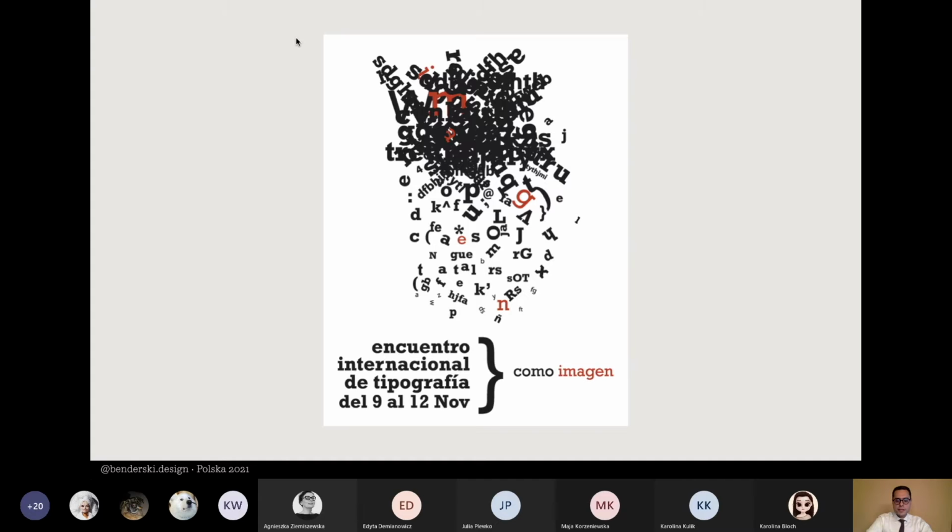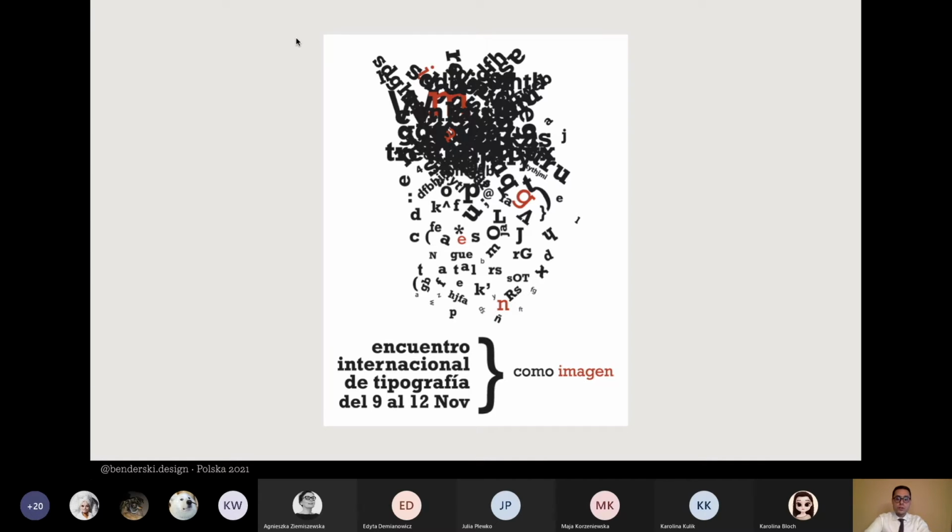Something that I like about this poster is that it was for an event, a typographic event, where it was promoted to use typography as image. So I created an image that is abstract. It's a cloud of letters that looks like grains, okay?